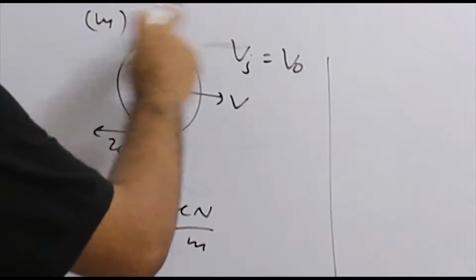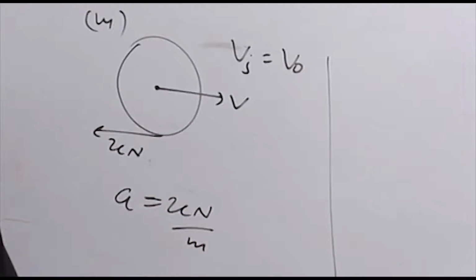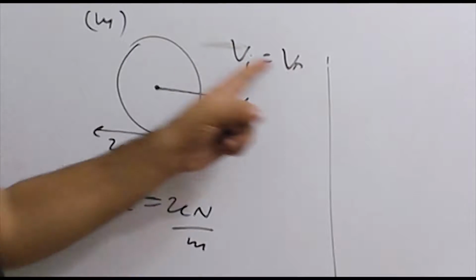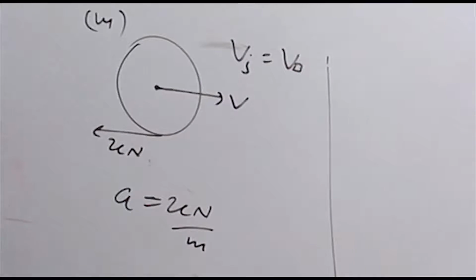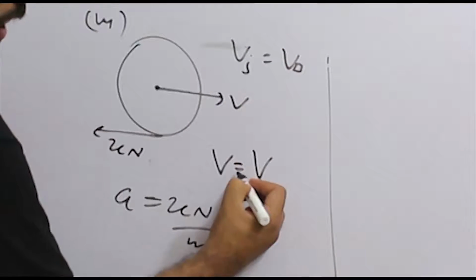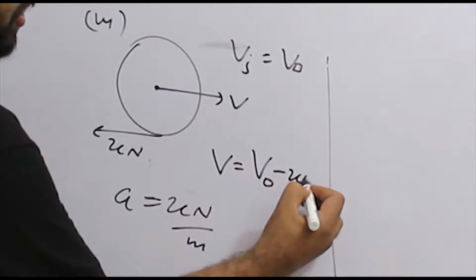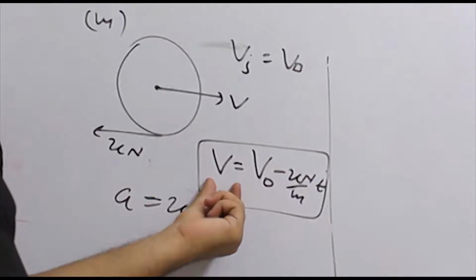Understand that when you are doing all this, you are doing translation, so don't bring rotation into your mind. It is not rotating, it is like just a block which is moving. The initial velocity was given as v0, and the deceleration is mu N by m. So its velocity v is going to decrease as time passes. The final velocity is the initial velocity minus the acceleration mu N by m into t. This is how the final velocity is going to look.